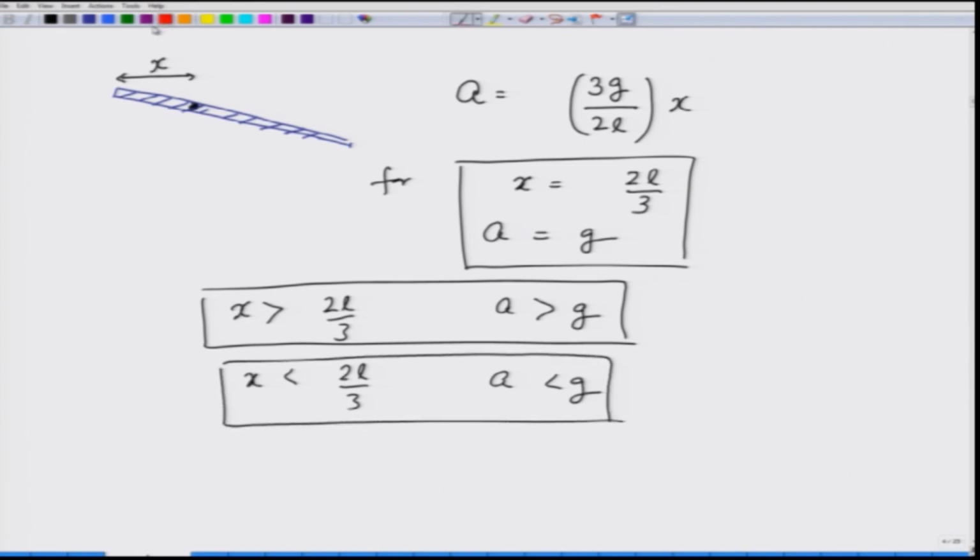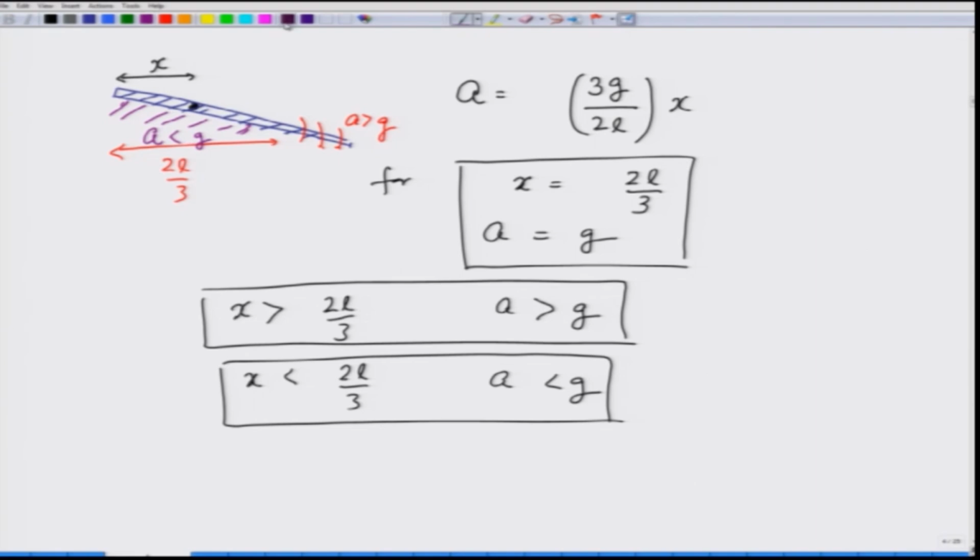Therefore, in the beginning, if I take this distance to be 2L by 3, all the points to the right of it are moving down with an acceleration A which is greater than g. All the points to the left of it are moving down with an acceleration which is less than g.